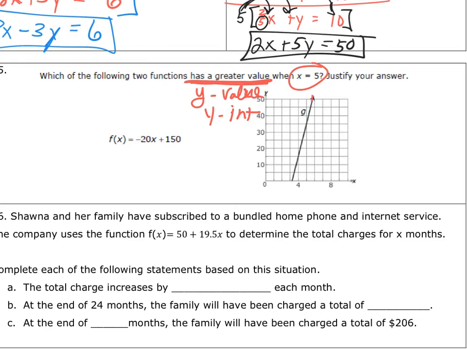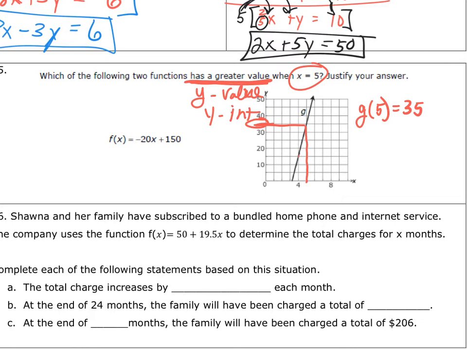So I'm going to start with this line g of x. I know it's g of x because it's labeled g. And if I know x is 5, then I go to where the x is, and go up here to 5, and then back here to the y value, and I know that g of 5 equals 35, because right here is 35.